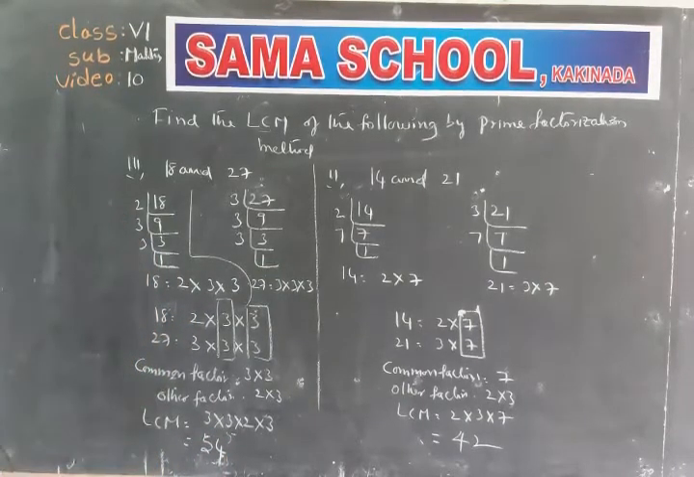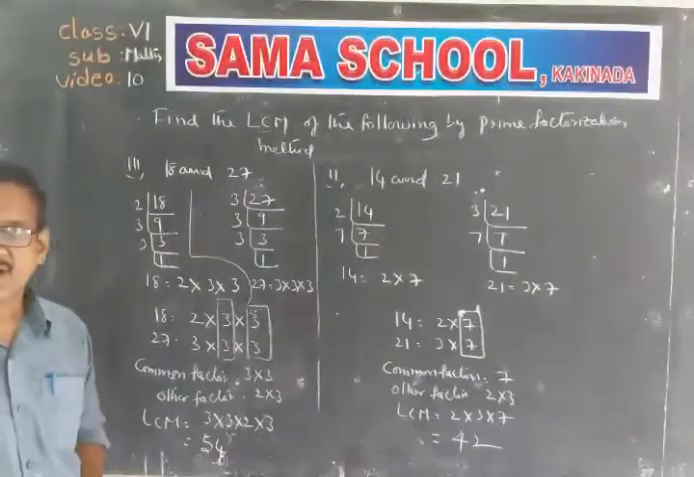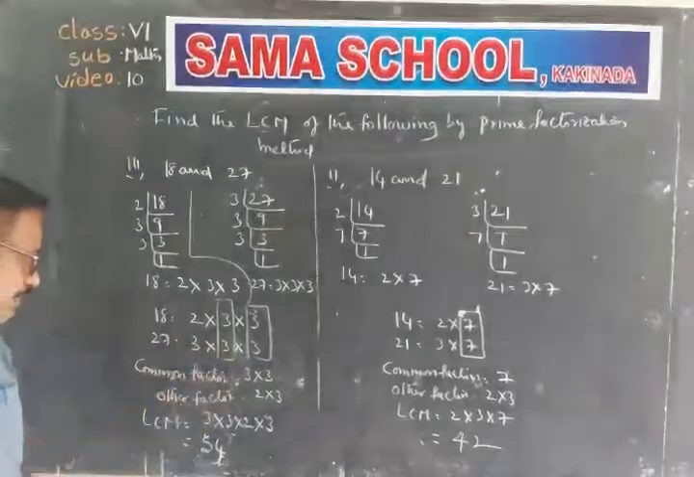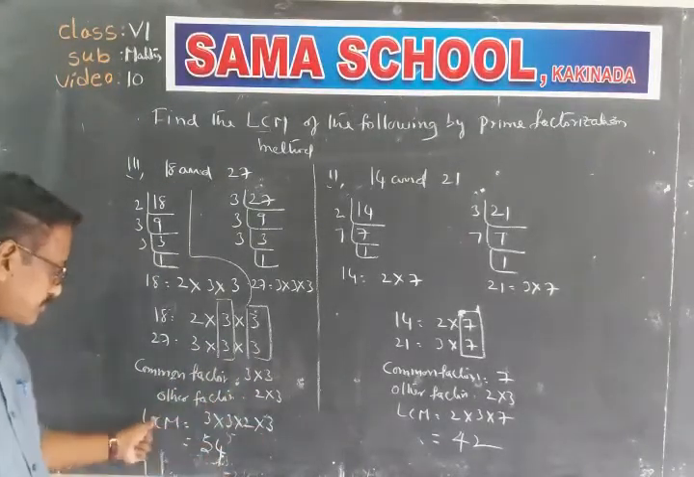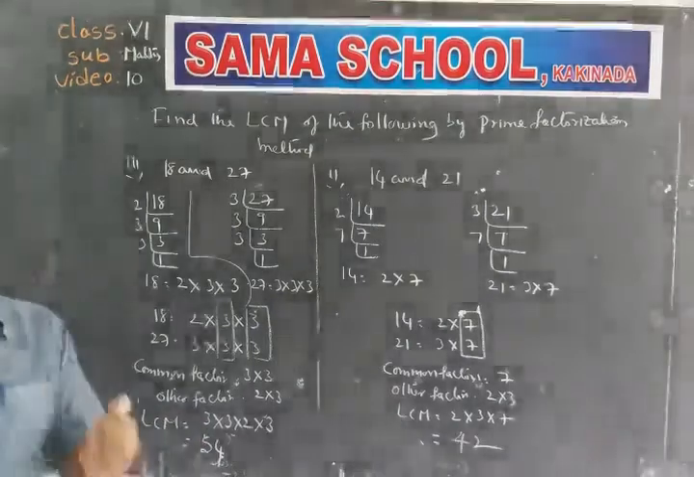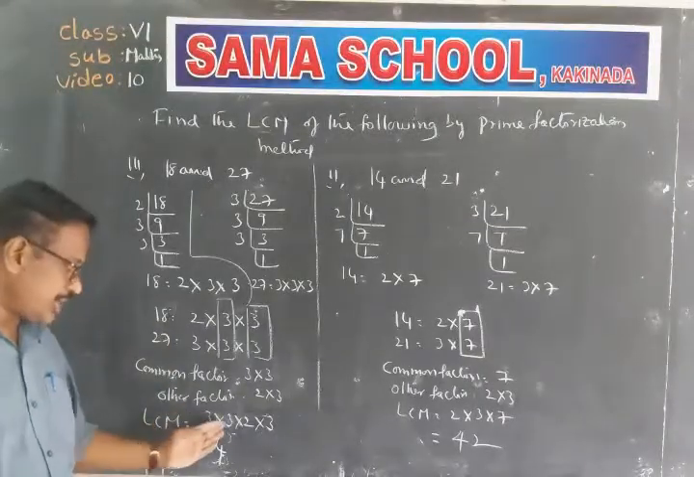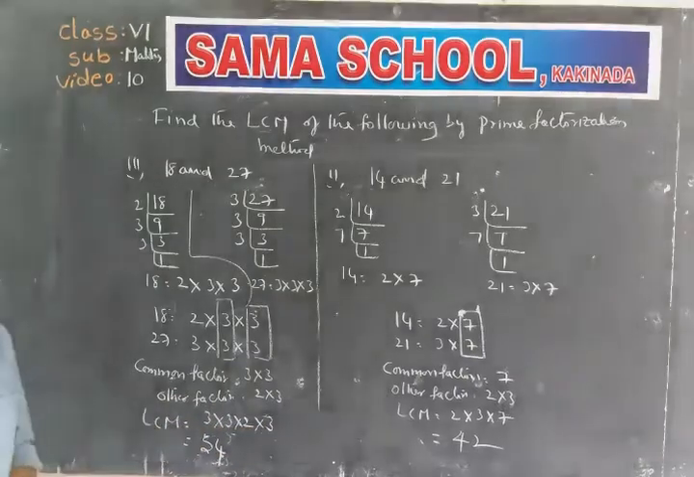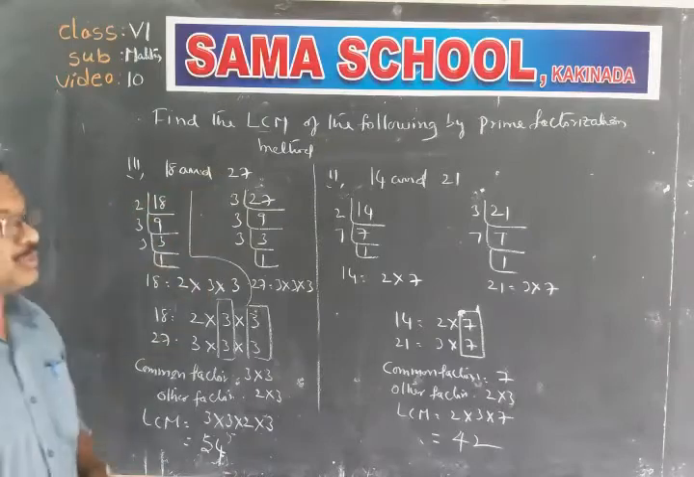For the given numbers you find the prime factorization. After prime factorization you find the common factors, the 3 into 3, and the other factors. What are the other factors? 2 into 3. The LCM is equal to the product of common factors and other factors. So 3 into 3 into 2 into 3. The answer is 54. That is the LCM of 18 and 27.